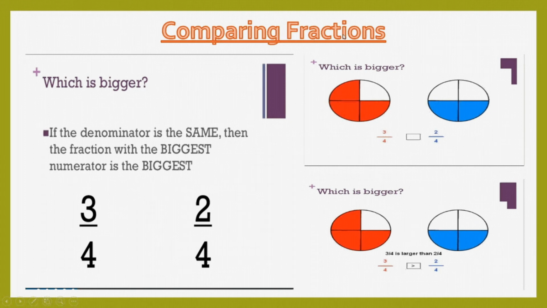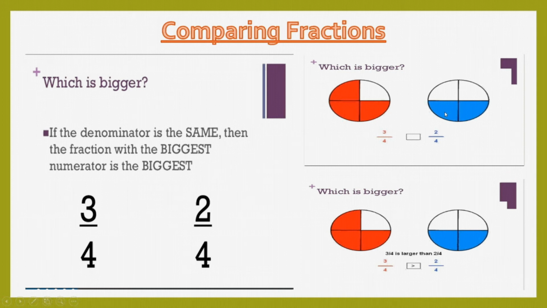Now, how to compare fractions? Which is bigger? If the denominator is the same, meaning when you are comparing like fractions, then the fraction with the biggest numerator is the biggest. Here, these two have the same denominator, so they are like fractions. Now we will compare the numerators. 3 is greater than 2. So obviously 3 by 4 is greater than 2 by 4.